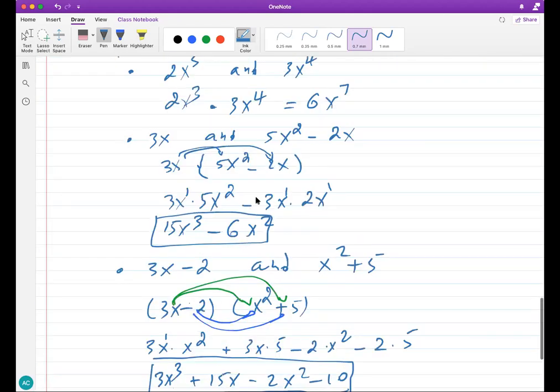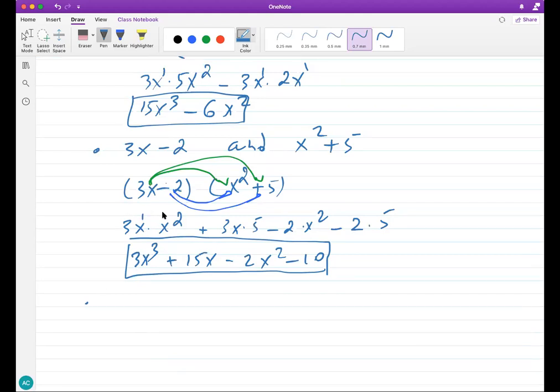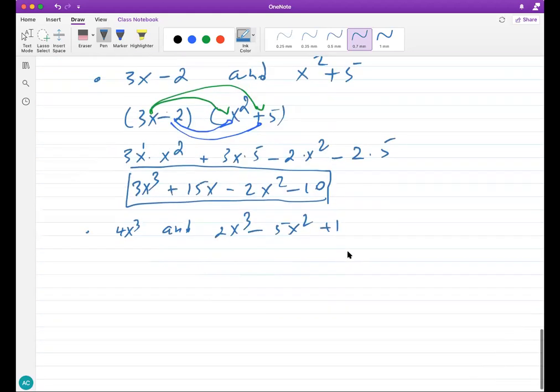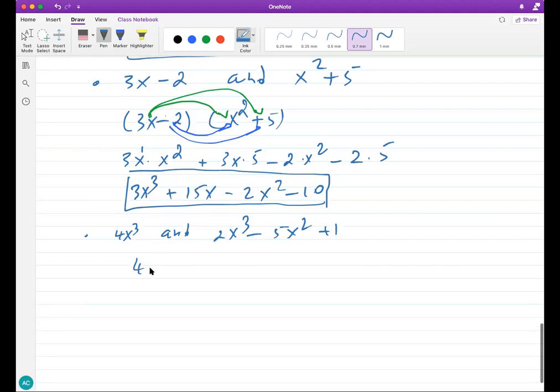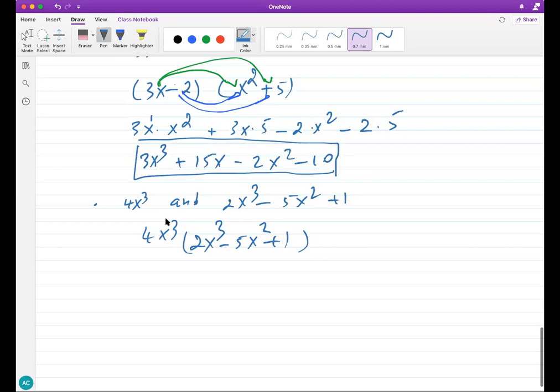Okay, so it doesn't matter how many terms you have, it's going to be the same method. You may have one multiplication here, as we saw, or more, depending on how many terms the polynomials have. Let's do one more here. Let's say 4x to the third. Let's multiply this monomial by a trinomial: 2x to the third minus 5x to the second, for example, and plus 1. Okay, so the same thing. So let's write those. So 4x to the third. This will be multiplied by all of these, so these need to be in parentheses. So we're going to put parentheses like this. Okay, and multiply. And then we'll distribute 1, 2, and 3.